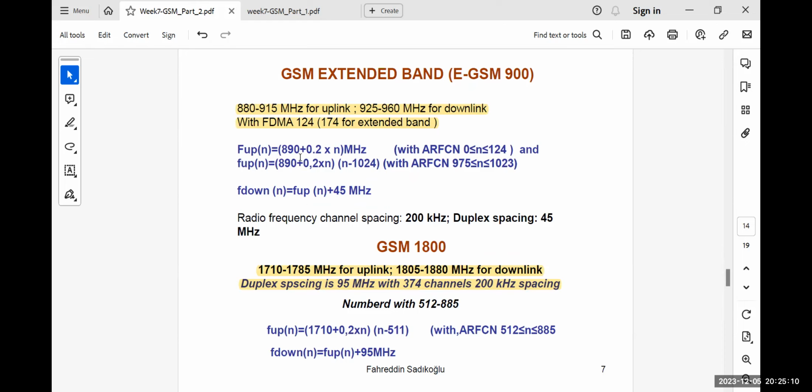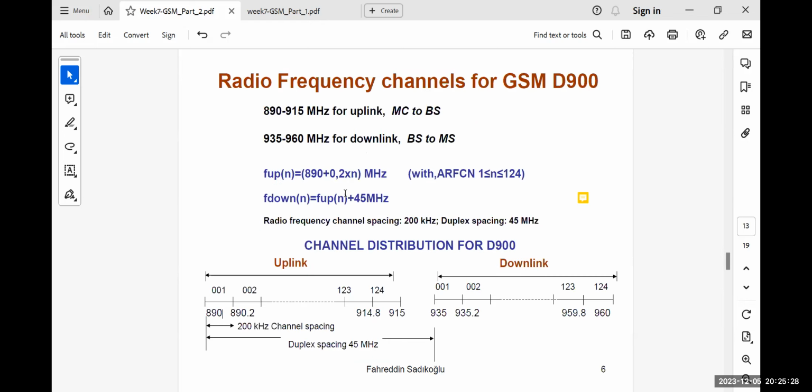Okay, for example, for the uplink, 890 plus 0.2 times n. For example, you are assigned the ARFCN, the channel number, of 0. So in that case, the uplink frequency would be 890, right? But in that case, the downlink frequency would be 890 plus 45 megahertz. That would be 935 megahertz, right?